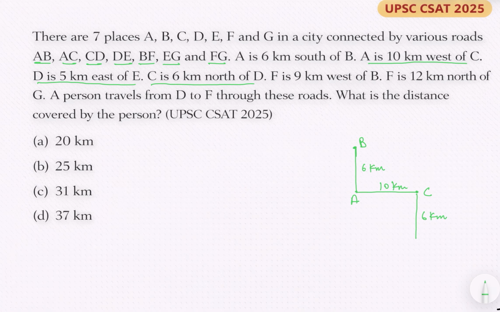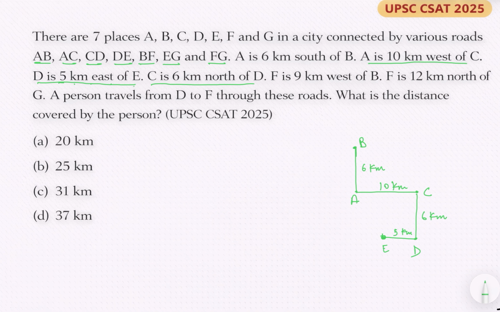6 km north of D. And D is 5 km east of A. The distance between A and C is 10 kilometer, so it will be in between them. Here we have A point. The distance between E and D is 5 kilometer.